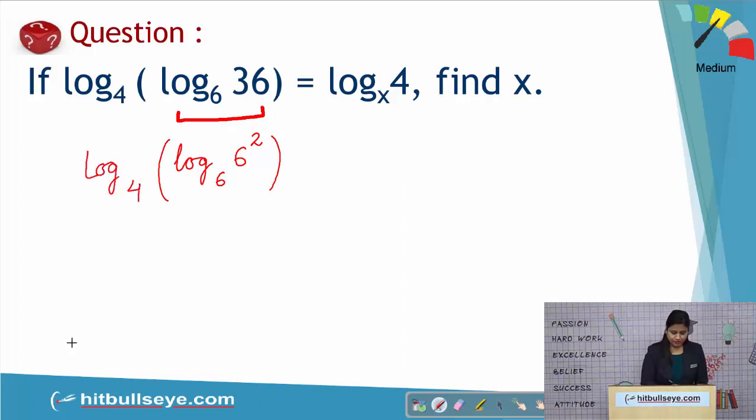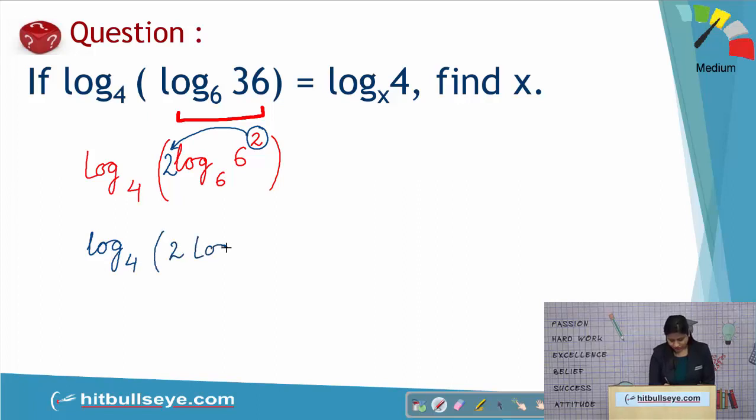By using power formula, we can shift this to here. So it will become log 4 to log 6 base 6. And we know that log 6 base 6 is always 1. So it comes out to be log 2 with base 4.